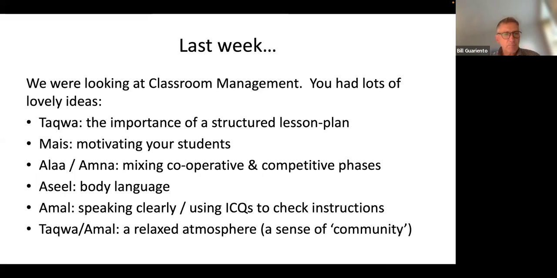Asil talked about the importance of body language when we're trying to make students do what we want them to do. So a confident body language is important. Amal talked about the importance of speaking clearly, because if you ask students to do things, they must understand you. And Amal talked again about using ICQs to check instructions. Now, does anybody remember what ICQs stands for? Because it's something that we introduced last week.